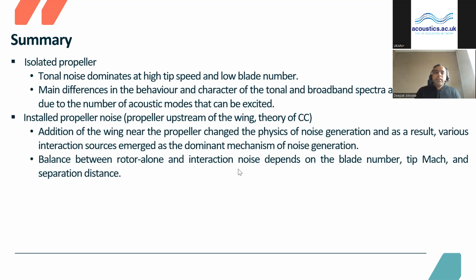And when you look at an installed propeller, with the propeller installed upstream of the wing, and we use the theory of contra-rotating propeller, what we saw is that addition of the wing near the propeller changes the physics of the noise generation, and as a result, various interaction noise sources emerge as a dominant mechanism of noise generation. And the balance between the rotor and the interaction noise source depends on the blade number, the tip speed, as well as the separation distance between the propeller and the wing.